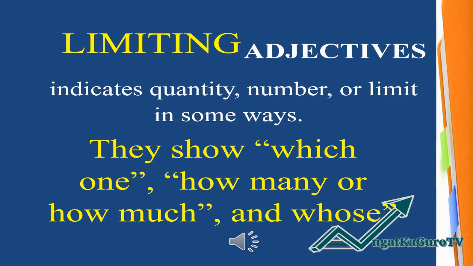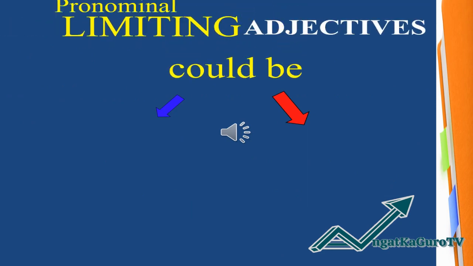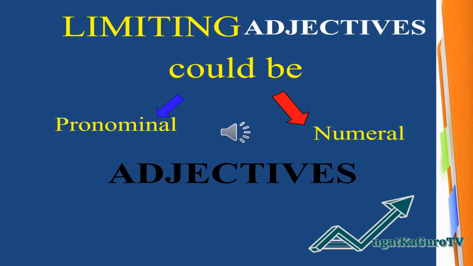Let's now proceed to limiting adjectives. Limiting adjectives indicate quantity, number, or limit in some ways. They show which one, how many, or how much, and whose. Limiting adjectives could be pronominal or numeral adjectives.